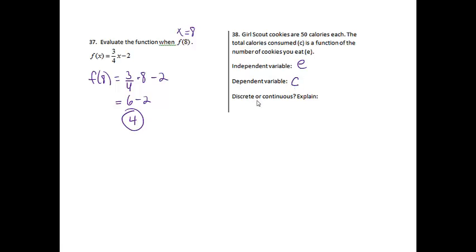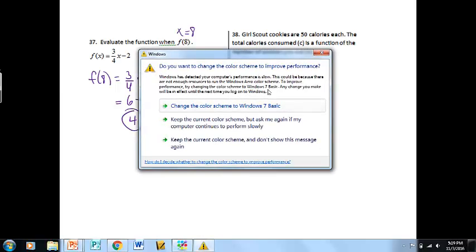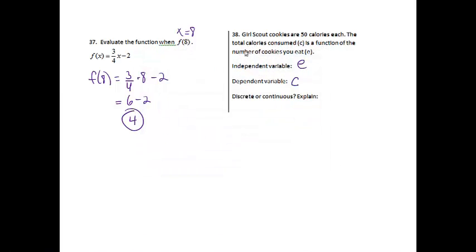And then is this discrete or continuous, and explain. Could I eat a fraction or a real decimal number of cookies? Well, I'm going to say discrete, because we might eat a half a cookie, but we definitely wouldn't eat an eighth or 0.25 or 0.16 of a cookie. So it's going to be discrete. So the explanation would basically be, although we can eat a fraction of a cookie, we really wouldn't eat a decimal of a cookie.